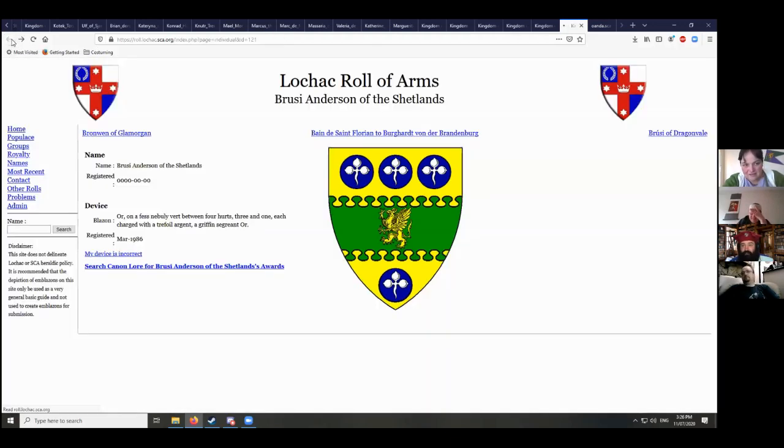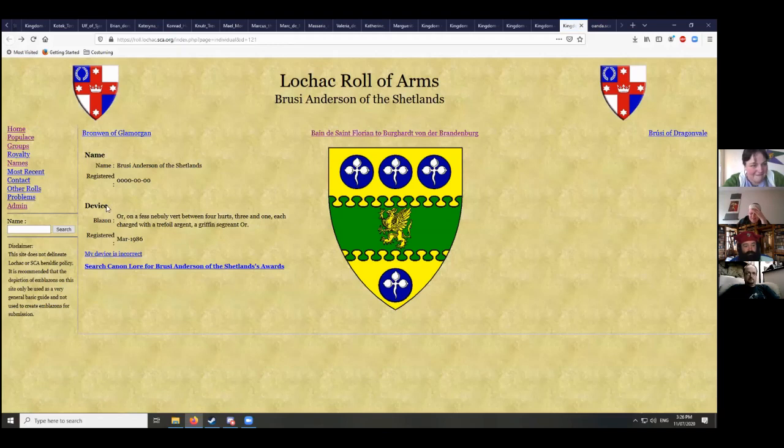Yep. That's my one last thing in the formal bit: the blazon as registered is or on a fess nebulae vert between four hurts, hurt being the special word for a rondel azure because it looks like a bruise, three and one, each charged with a trefoil argent, a griffin segreant or. And that would be Brucey, wouldn't it? There'd be a play on. How wonderful. Brucey. Yeah, nice.